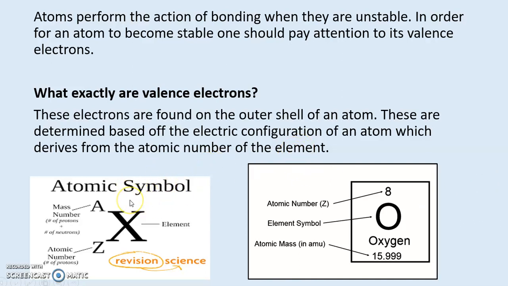Here is a diagram showing where we will normally find the atomic number. So the atomic number is usually at the base of the element, while the mass number, which is the number of protons plus neutrons, will be found at the top of the element.